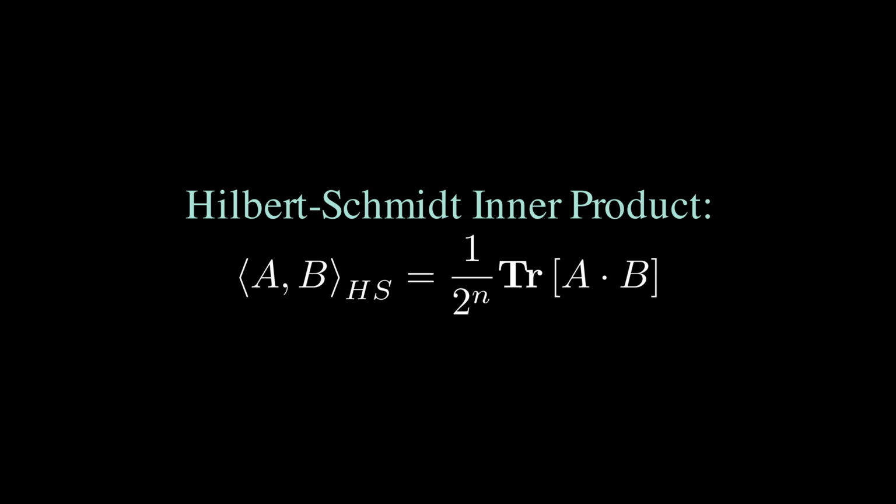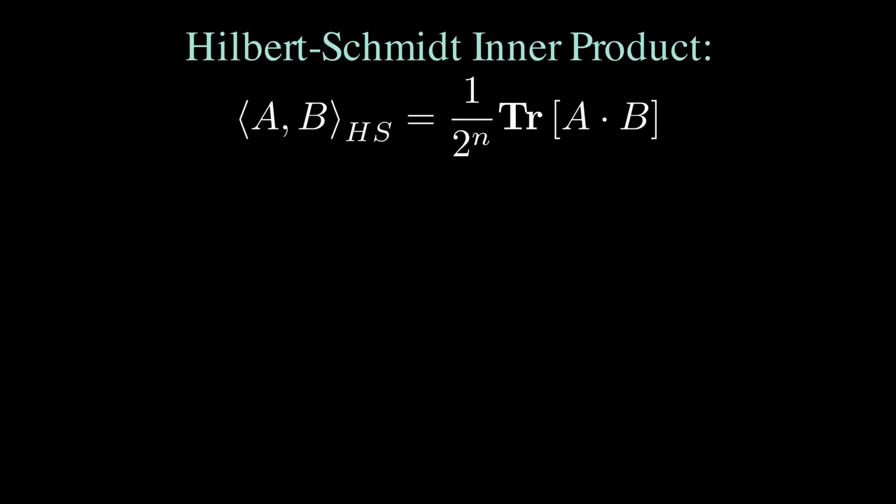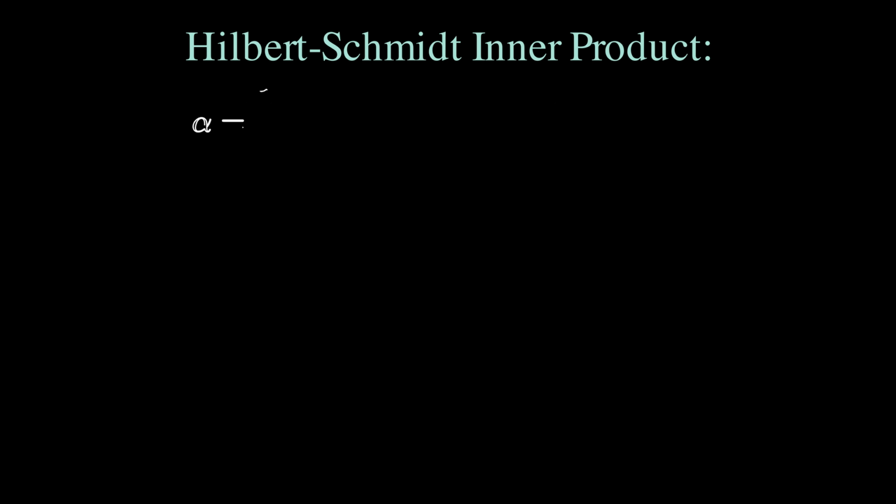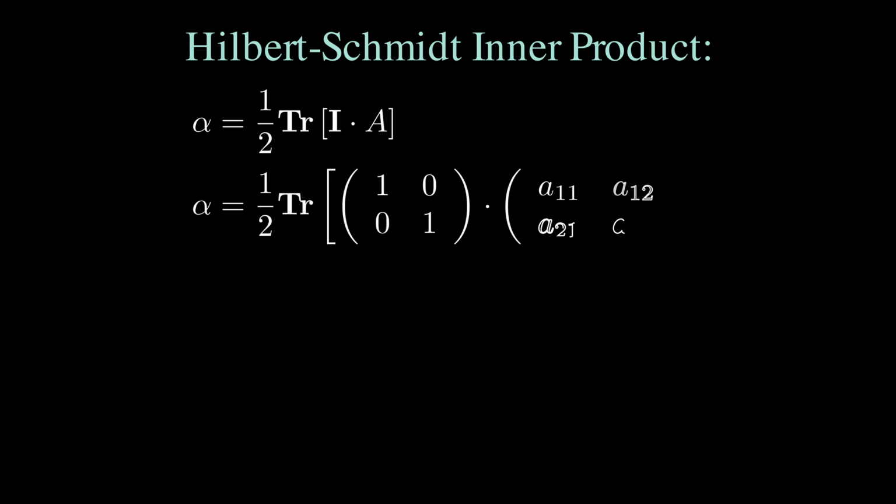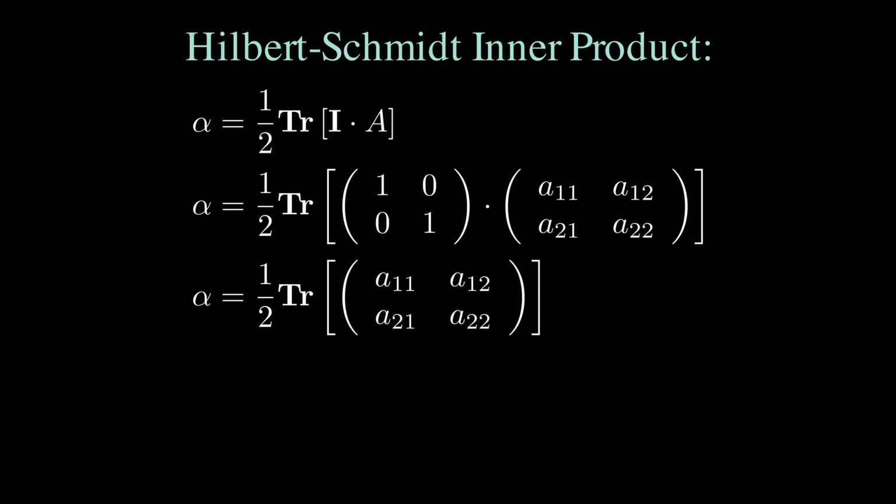To see how the Hilbert-Schmidt inner product can be used in practice, let's consider calculating alpha, the coefficient for the identity term. We can write it in terms of the Hilbert-Schmidt inner product. Then, we evaluate the matrix product. Take the trace and multiply by 1/2. Note that we get the same answer as before.